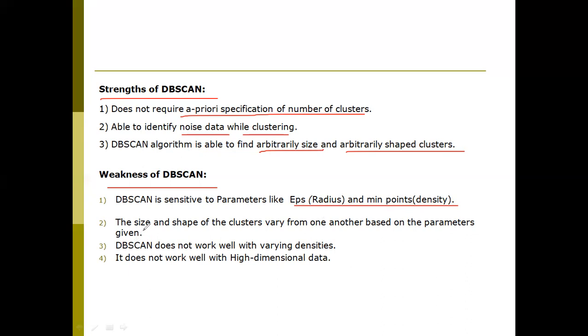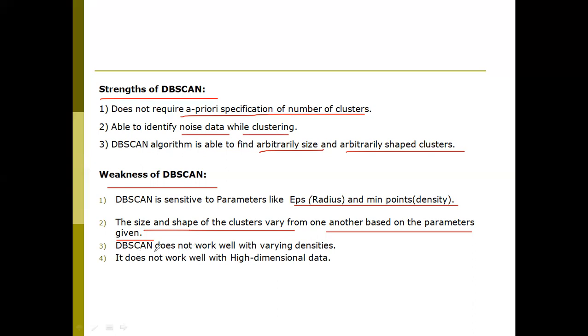And coming to the second point, the size and shape of the clusters vary from one another based on the parameters given. If the radius is larger, automatically the arbitrary shape is increased. If the radius is smaller, it is decreased and would cover only a few points. If the radius is larger, it would cover more points. The size and shape may change based on the parameters itself.